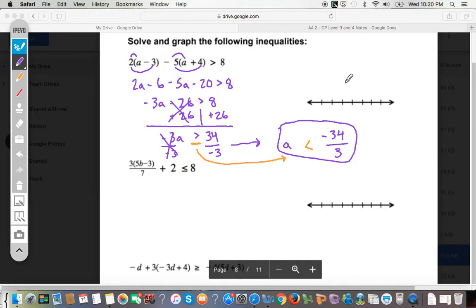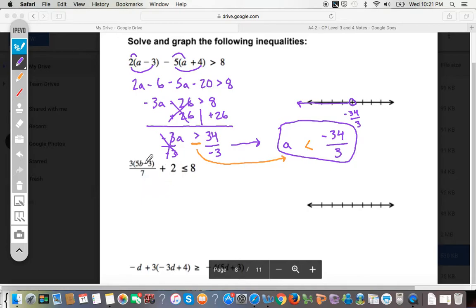So just as a quick graph here, let's say I put negative 34 over 3 right here. It's going to be an open circle, and it's all numbers that are less than, so we're going in this direction. Perfect. Okay, so let's take a look at the next one.